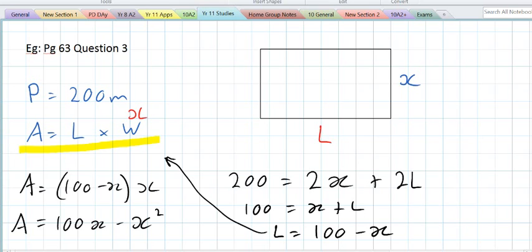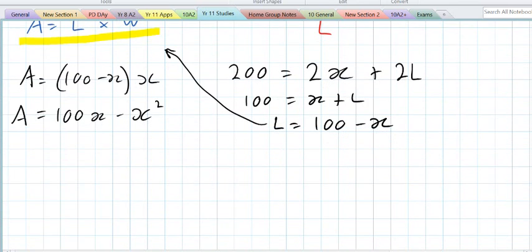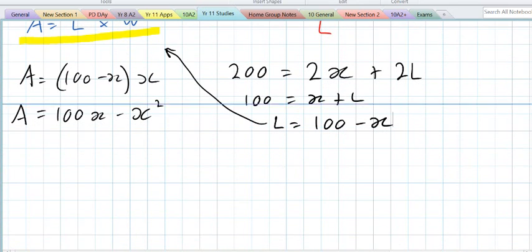Now we need to show that the area is maximized when the rectangle is a square. So essentially they're asking us to find the maximum possible area and state what x is for that. So, algebraically, how could we do it algebraically?